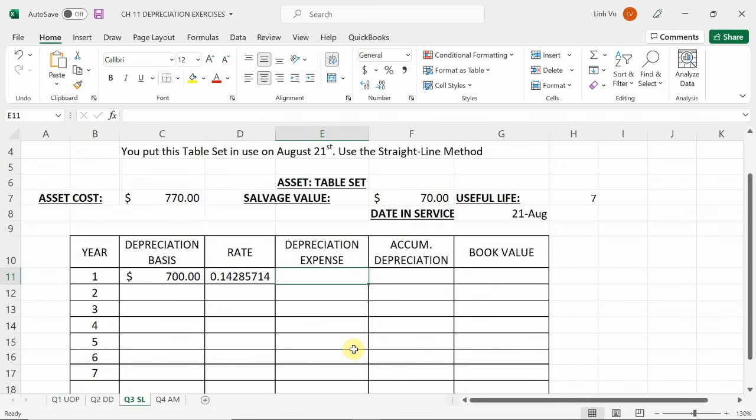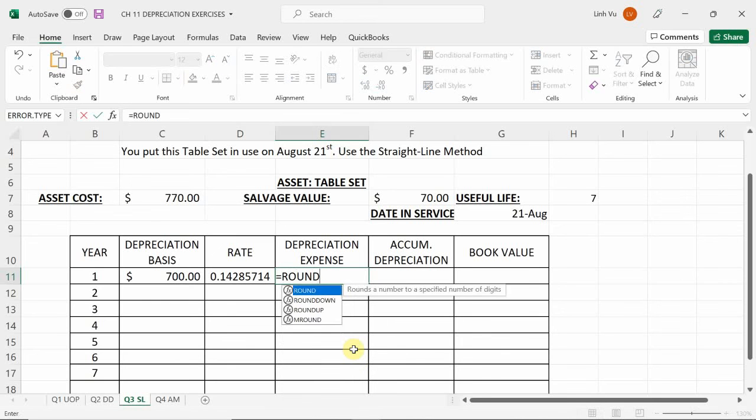You can display as many digits as you like as long as you do not round this number off. Okay, so then let's go ahead and solve for my depreciation expense for year 1. It's going to be basis times rate. So what is going to be my total depreciation expense?